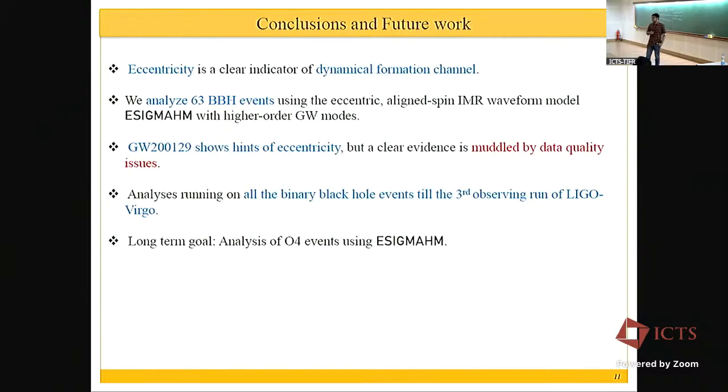And we are in the process of running the analyses on all the binary black hole events. And the long-term goal is to analyze even the current observing run events of LIGO, which is called O4, using ESIGMAHM in future. So with this, I will conclude.